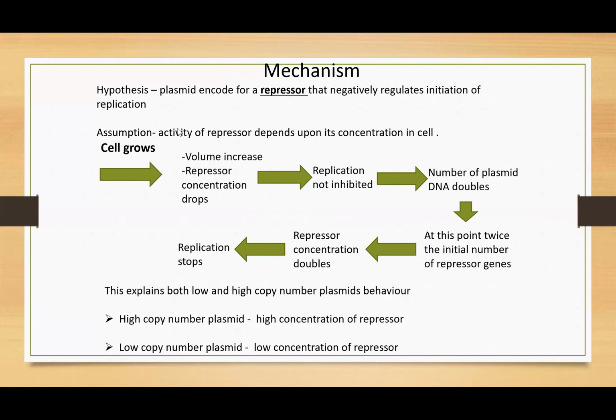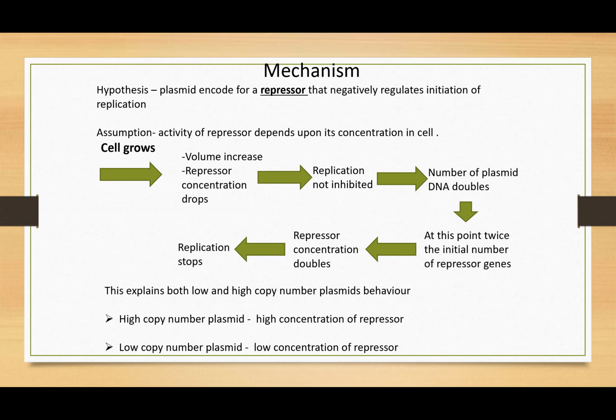another assumption was made that the activity of the repressor depends on its concentration in a cell. So a particular concentration is required to keep the plasmid replication in check. Means if the concentration of repressor goes down, it allows the replication to go on. But when the repressor concentration increases, then it stops the plasmid replication.